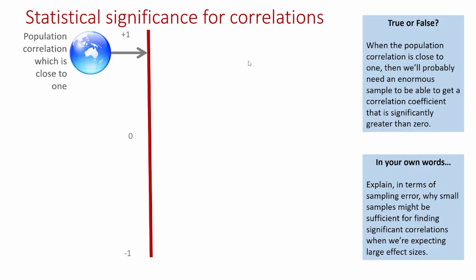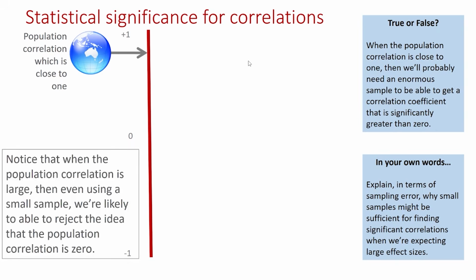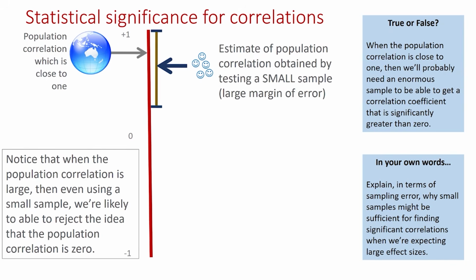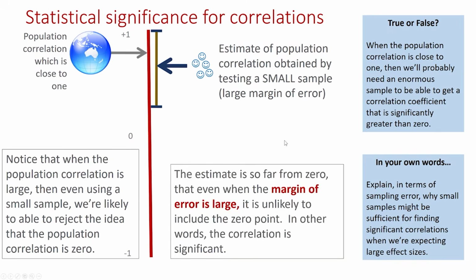Right, so this is the opposite situation, when our population correlation is very close to 1. It's a very, very big effect size. It's a very strong correlation. It's a big relationship between whatever the two variables are we're looking at. Okay, so in this situation, even if we have a pretty small sample size with a big margin of error, we will get a significant result because it's so far away from zero. Okay, as you can see there. So the idea is that if the margin of error is large, it's unlikely to include the 0 point, therefore we can get it as being significant.